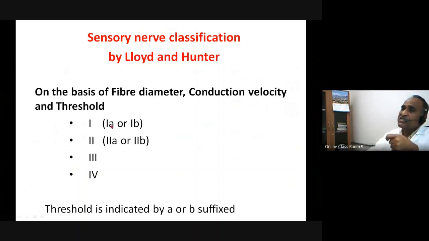Now, when they wanted to mention the threshold or the strength of stimulation, they used the suffix A or B. One A, one B. One A means their threshold is low. They are easily excitable. They require little strength. One B is they require more strength. So that means a high threshold. So the low threshold, high threshold. Similarly, the group 2 fibers are also classified as group 2A, group 2B. So this I have mentioned here, threshold is indicated by A or B suffixed to the groups. So that is the Lloyd and Hunter classification.